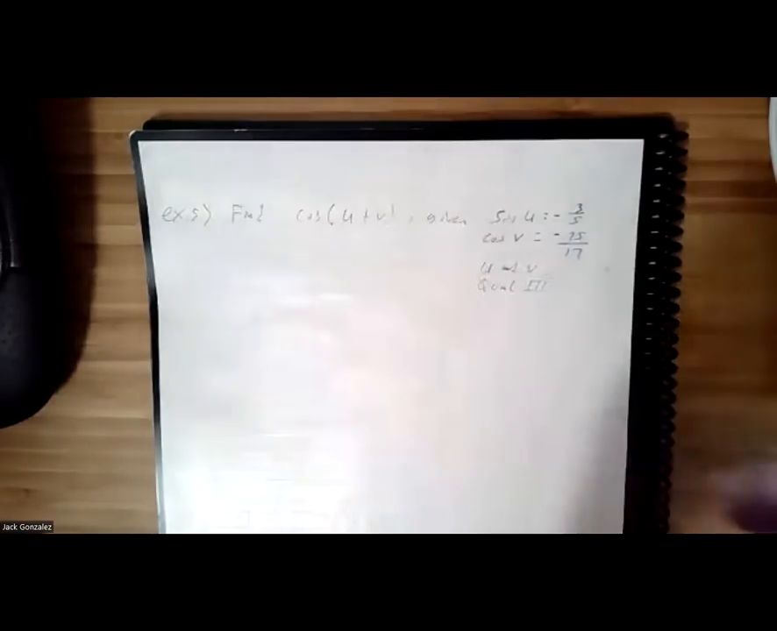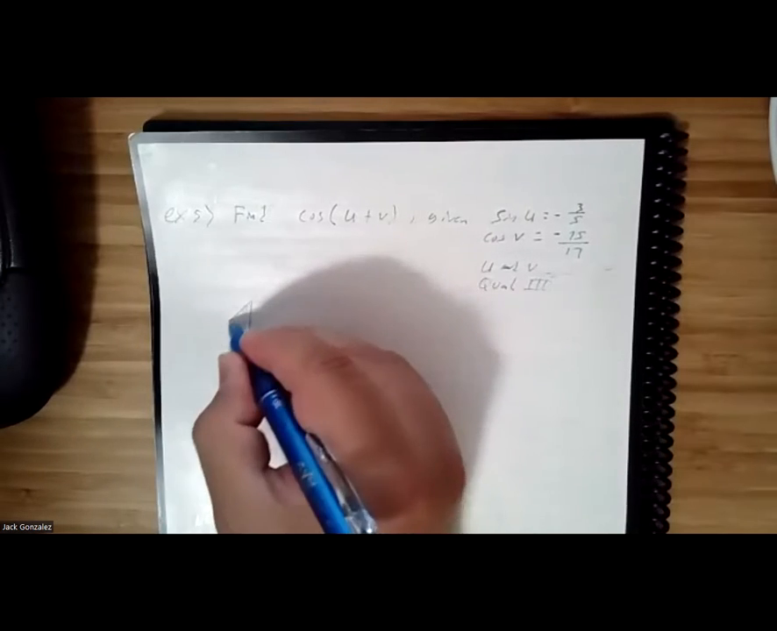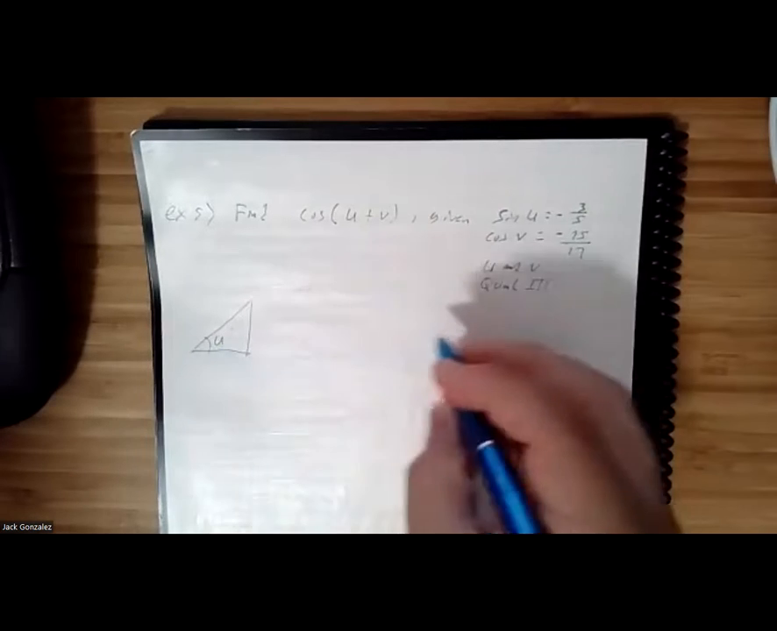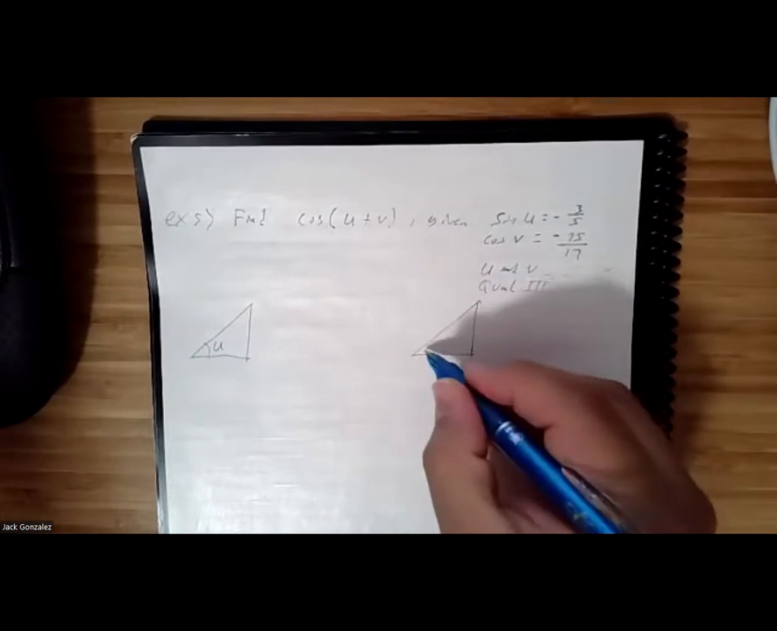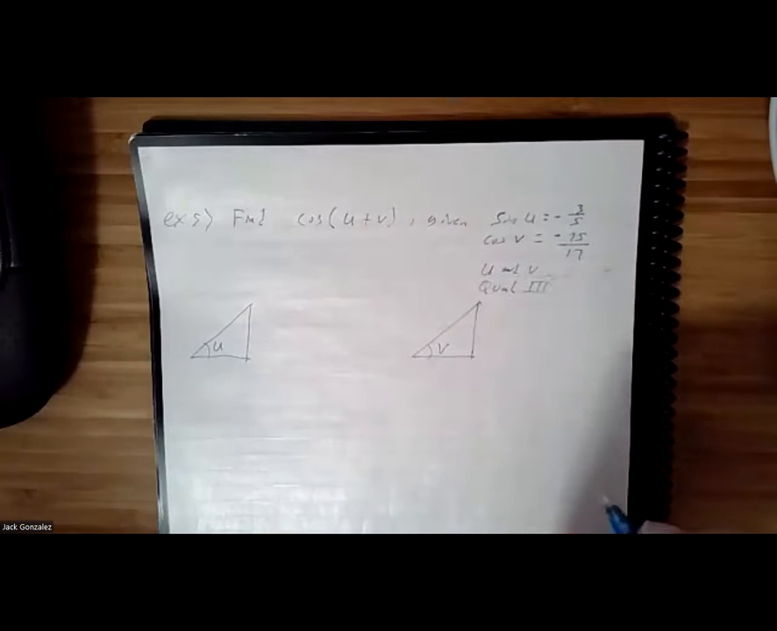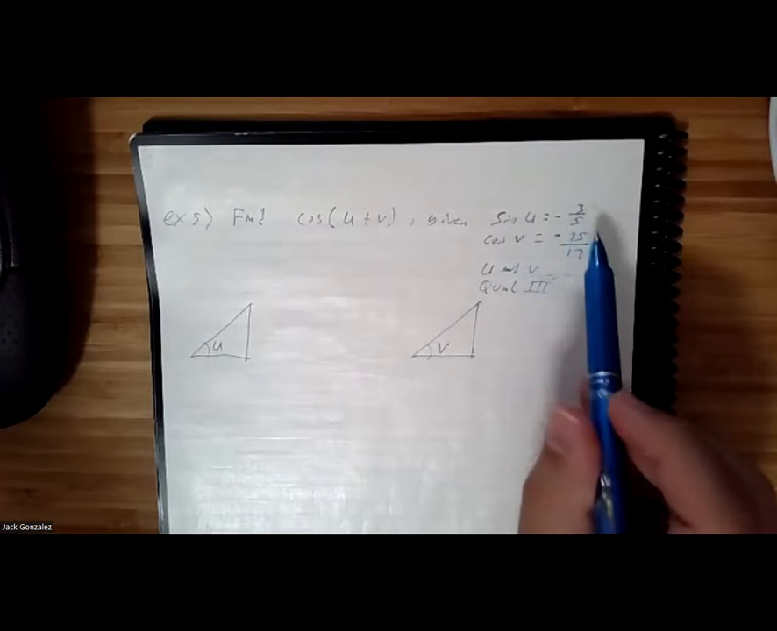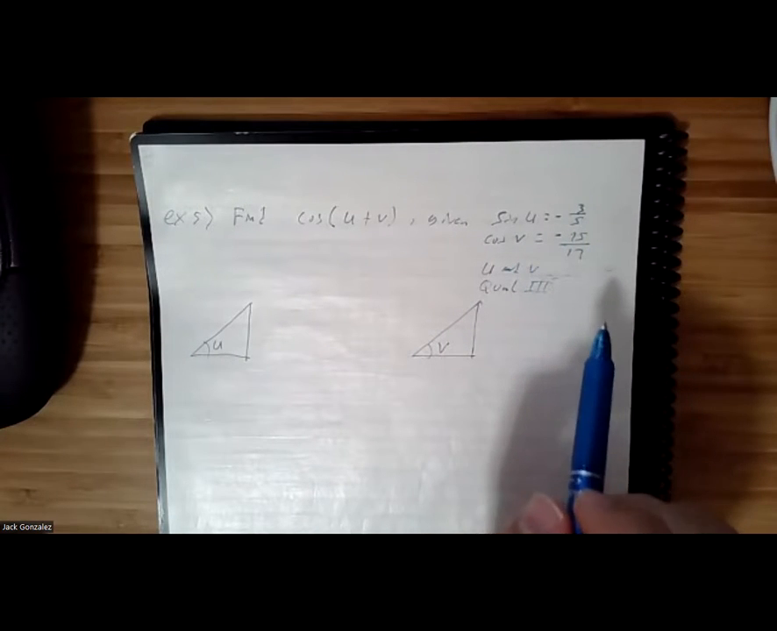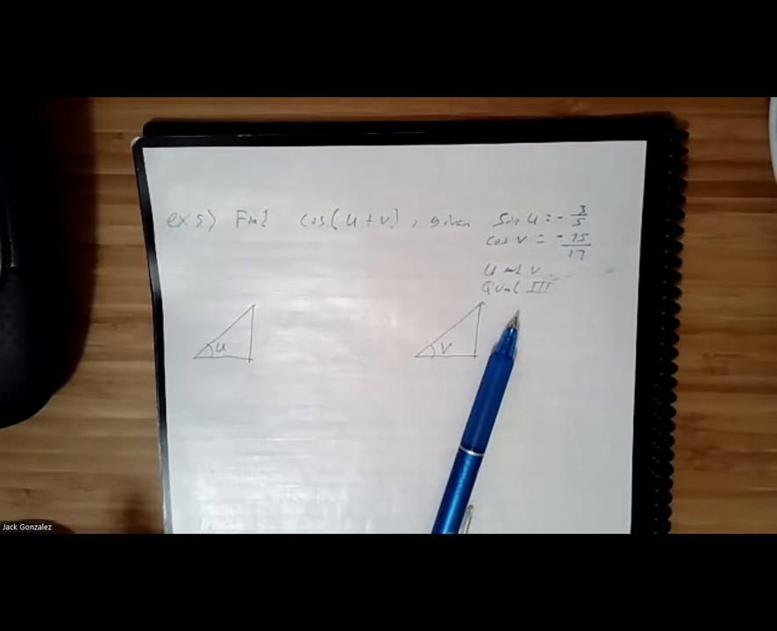Okay. So what we want you to do is basically create two triangles using U, and then the other one using V. Okay. So they said the sine of U is negative 3/5. So they're both in quadrant 3. So you have to know what's positive and negative there, right? Is cosine positive in quadrant 3?